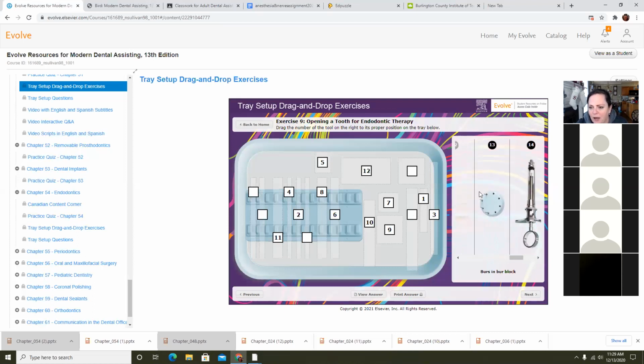This is a burr block with burrs in it. Typically for endo, we're going to be talking about round burrs, okay? And that's going to be to start the process of opening up the tooth. All right, everybody's seen an aspirating syringe, hopefully, at this stage.